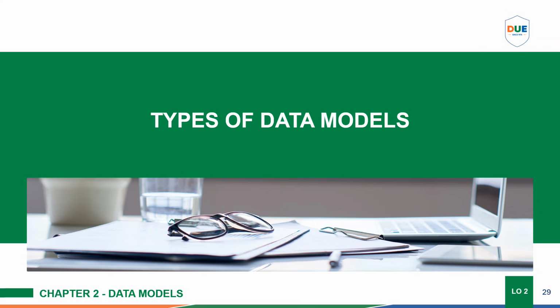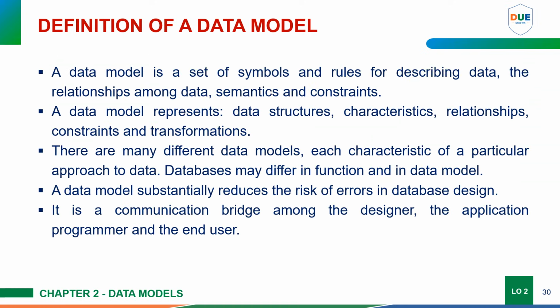That completes the development process. Now let's turn to our second major topic, the types of data models. This is the toolkit we use to describe data throughout that process. Let's begin with what a data model actually is. A data model is a set of symbols and rules for describing data, the relationships among data, its meaning, and its constraints. A good data model represents several things at once: the data structures, their characteristics, the relationships between them, the constraints, and how data can be transformed.